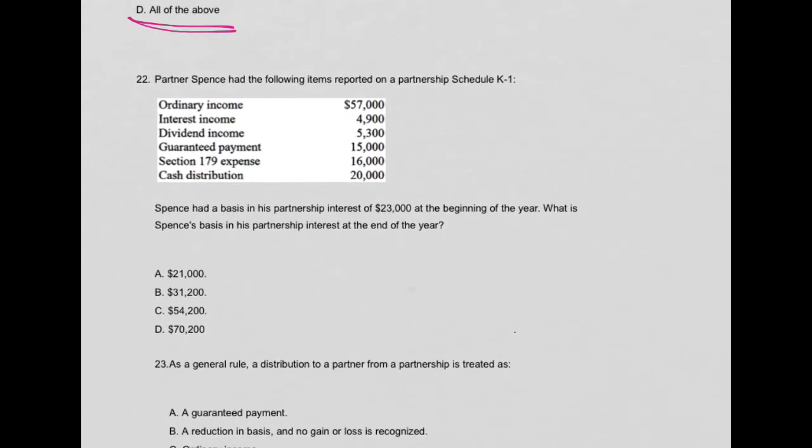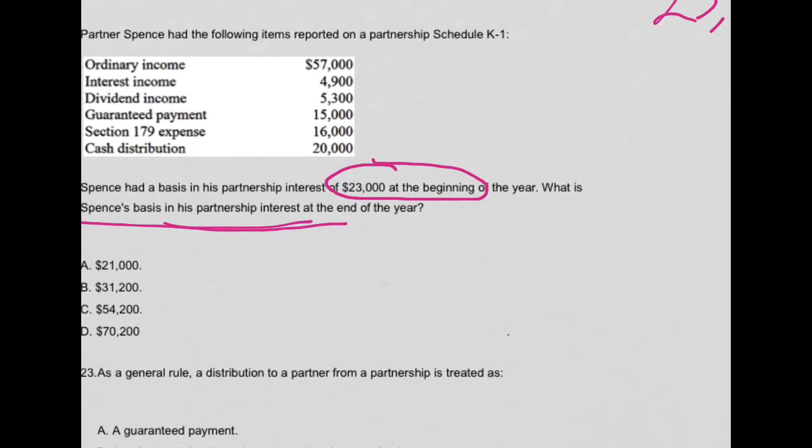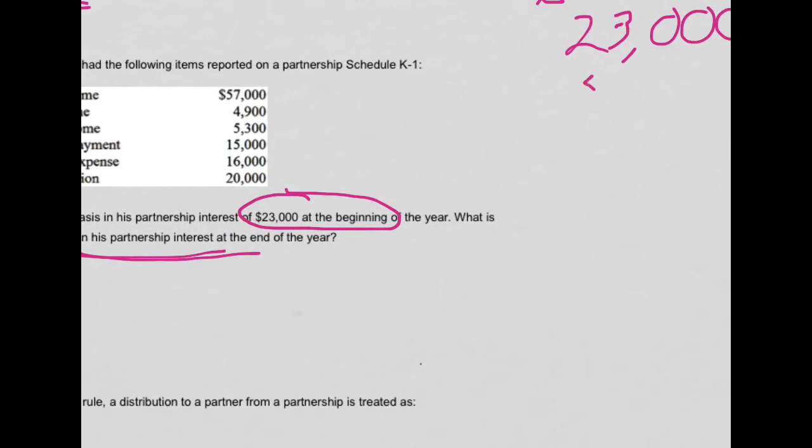Partner Spence had the following items reported on a partnership schedule K1. What's the question? What's the basis at the end of the year? Okay, so we have to see where we are. He had a basis in his partnership interest at the beginning of the year, 23, so we're going to start there. So let's start there, 23,000. What increases basis? What ordinary income does. So let's add 57.